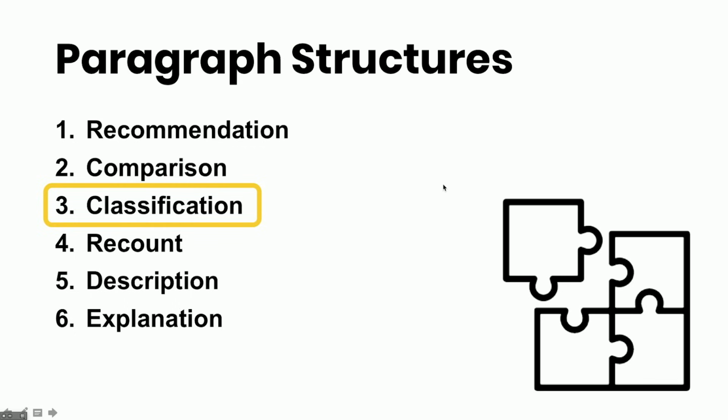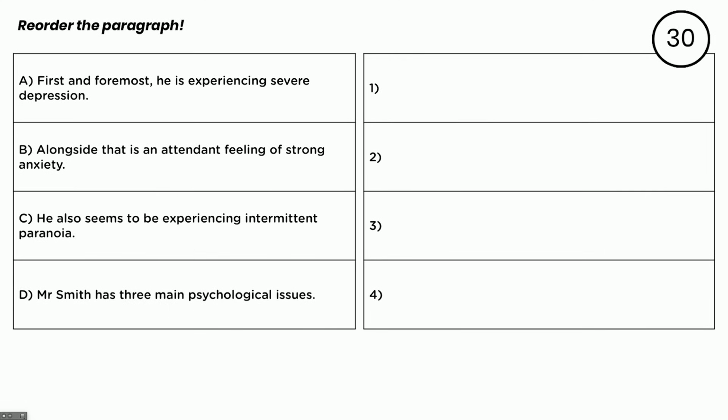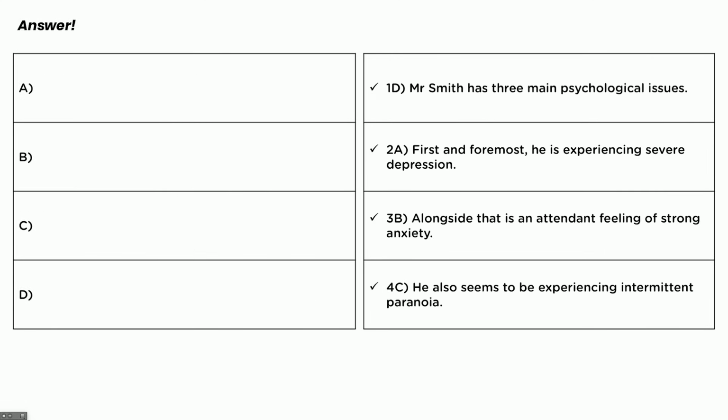Let's now look at a classification type of paragraph. So this is where separate items are grouped into categories according to shared characteristics. So your introductory sentence will identify what is to be classified, then you'll describe. I'm gonna skip this one because that sounds confusing, and I'm just gonna show you the answer here. So this is an example of a classification type of paragraph that you might need to write on test day.